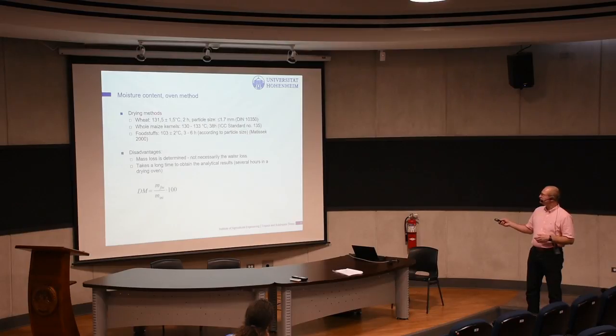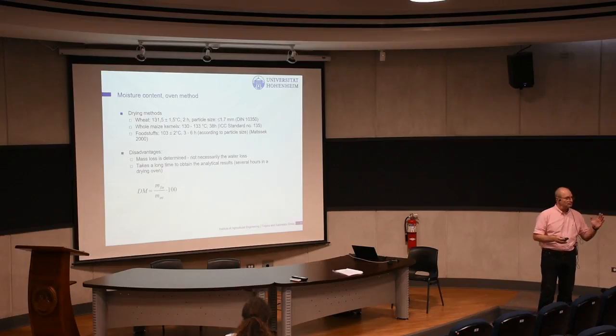Or another standard, the ICC standard for maize kernels, and they give it here 130, 233, yeah, for 38 hours. There's a difference, 2 or 38. Or more general for food, according to Matissek here, 103 plus minus 2, and this should make sure that you are above 100 for 3 to 6 hours. Okay, so there's a big variety, and therefore my recommendation: choose one and use it.